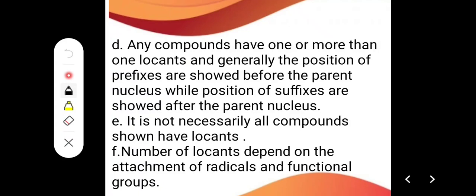The number of locants depends on the attachment of radicals and functional groups. For example, in methyl ethyl ether, there is a methyl group and an ethyl group, so we have to consider radicals. Radicals here means that if we imagine the bonds break homolytically, two radicals are produced. By this analogy, we can imagine radicals, and a functional group can be attached to the parent group. By these two analogies we can derive locants, or we can say numbering.